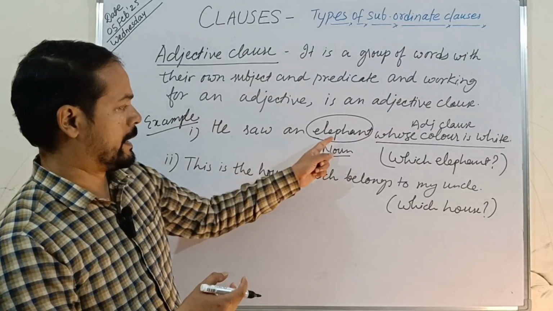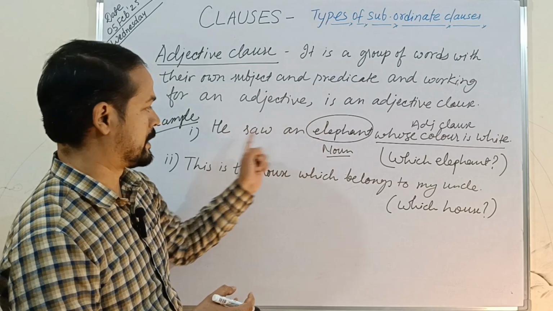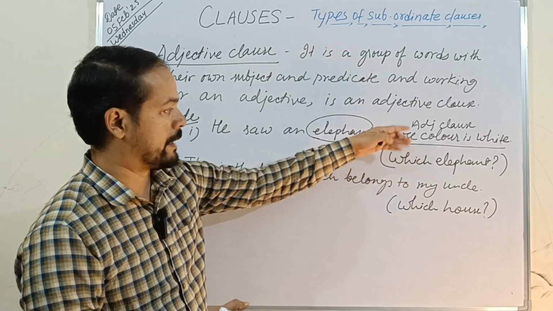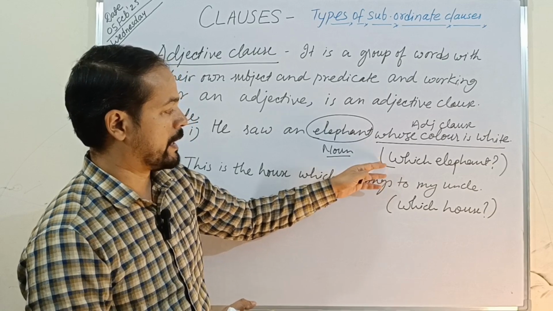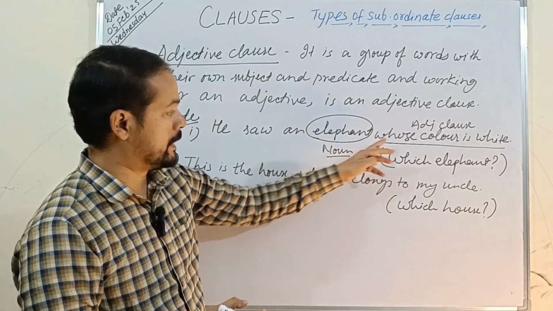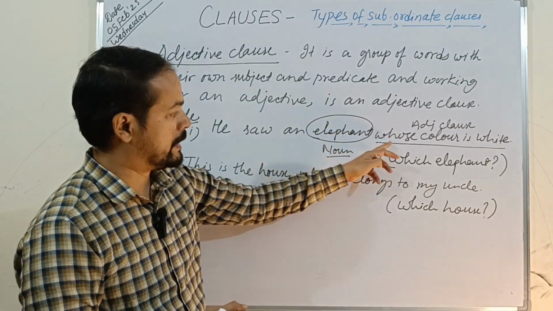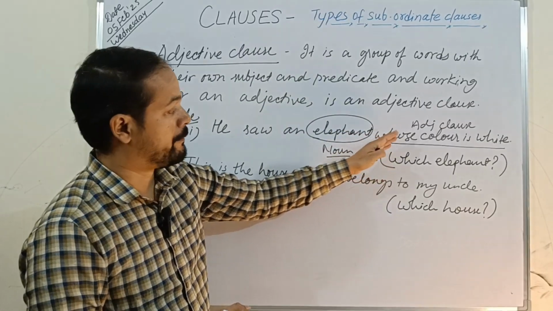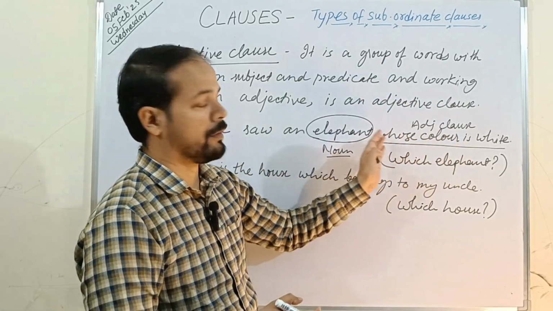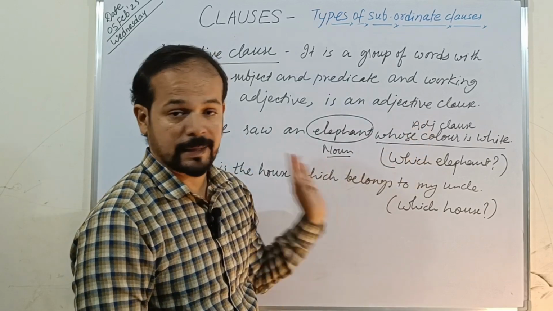Like here in the first sentence I've shown you an adjective clause, a sentence containing a subordinate clause which is working for an adjective, so that becomes an adjective clause. So we can ask ourselves the question, what kind of elephant? So this group of words is qualifying this noun. That means this group of words with a finite verb in it, or we can say with a subject and predicate of its own, is working for an adjective.